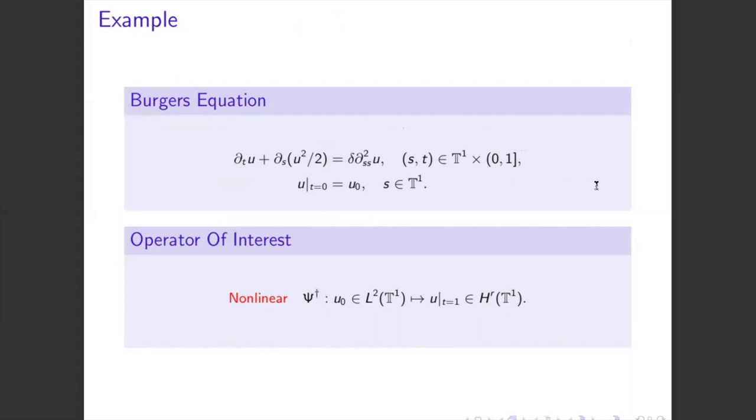So the mapping I'm going to take here is the mapping that takes the initial condition of Burgers' equation to the solution at time one. So Burgers' equation, it's a heat equation with a nonlinear advection term. And so I'm going to look at a mapping psi dagger, which takes U0 in L2 on the torus into the solution at time one, which is in any Sobolev space H^R for any R.